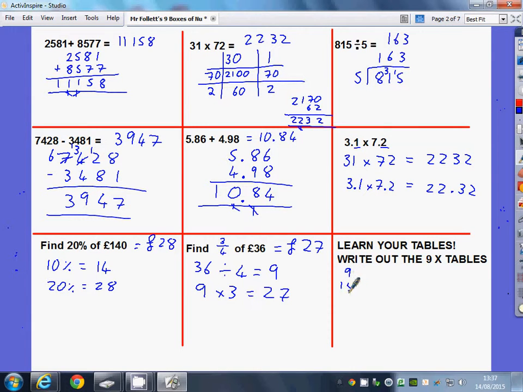Write out the 9 times table. 9, 18, 27, 36, 45, 54, 63, 72, 81, 90. If you did carry on, obviously you got 99 and then 108.